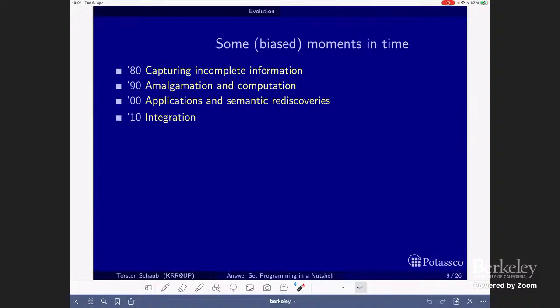So I started looking at this actually in the 80s. Well, actually 88 or so. I think I got involved in non-monotonic reasoning, default logic, and all this type of stuff. But of course, one could trace things back to McCarthy and Hayes, the frame problem. But I'm not delving into that. Anyway, in the 80s, there were the first attempts at capturing incomplete information. Then in the 90s, there was a whole zoo of different semantics around how to put them together and how to compute things. Then in the beginning of the millennium, we had the first application.